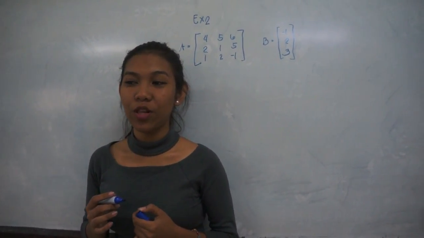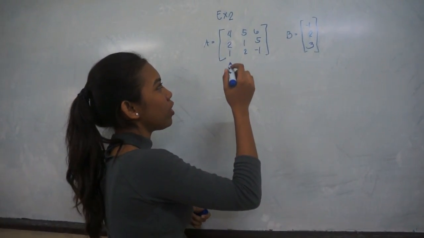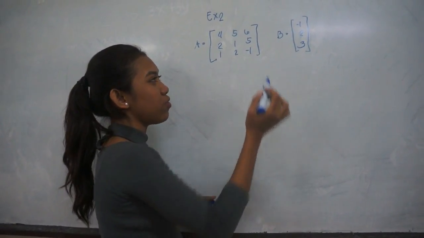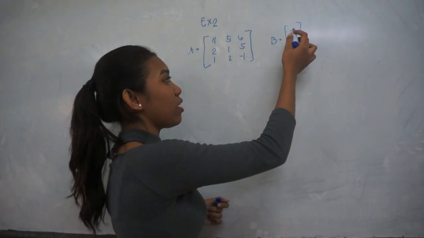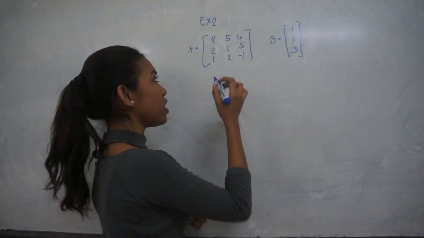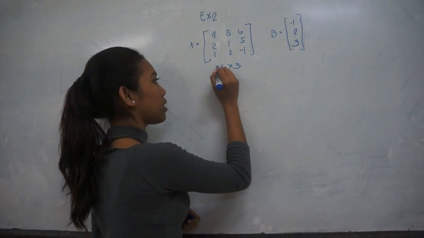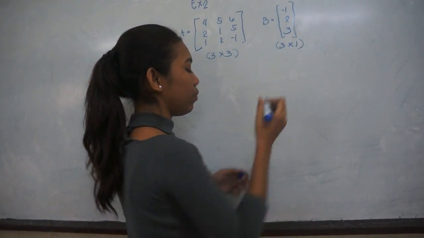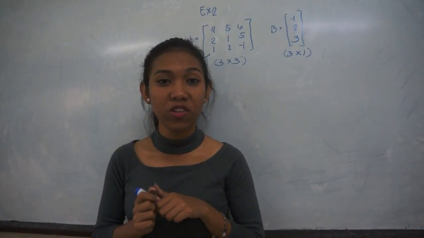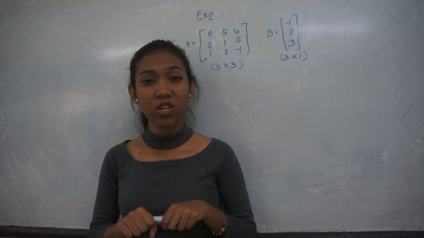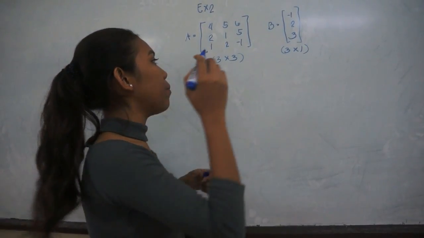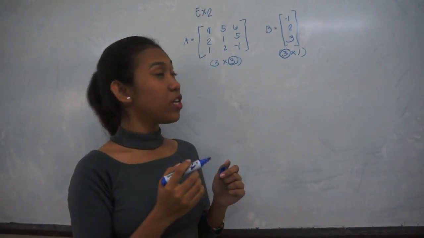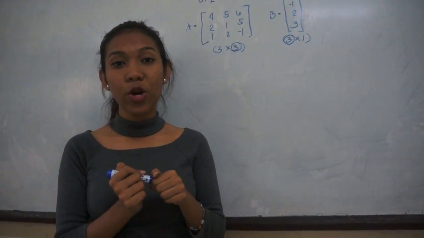For a second example, we have matrix A, which is 4, 5, 6, 2, 1, 5, 1, 2, and negative 1. And our matrix B is equal to negative 1, 2, and 3. Our matrix A is a 3 by 3 matrix and our matrix B is a 3 by 1 matrix. According to the definition of matrix multiplication, we can only find the product of two matrices if the number of columns of our first factor is equal to the number of rows of our second factor. So, these two matrices have a product.